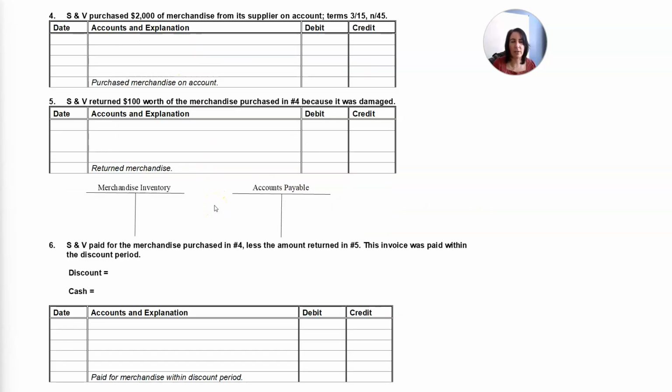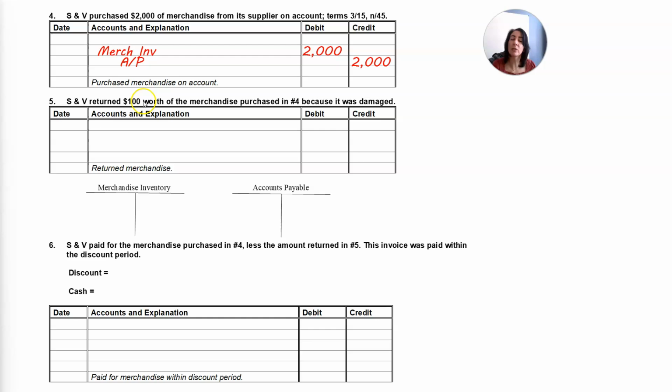All right. So now that we know that, oh, I'm a little bit in the way. SMV purchased $2,000 of merchandise from its suppliers on account. Terms 3/15 net 45. I'm hoping you can see that, and it's not cut out on you guys. But it's 3/15 net 45. So when we make the purchase, we're just making the purchase, right? We're just buying the inventory. Merchandise inventory, accounts payable. We don't know whether or not we're going to pay within 15 days. But let's see what happens if we do. Well, actually, we're not there just yet. We have one other piece.